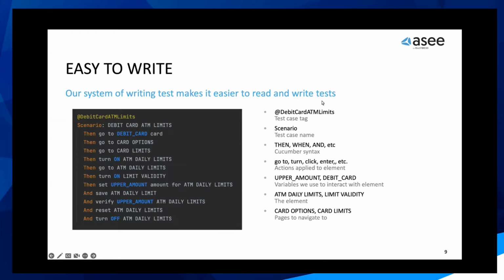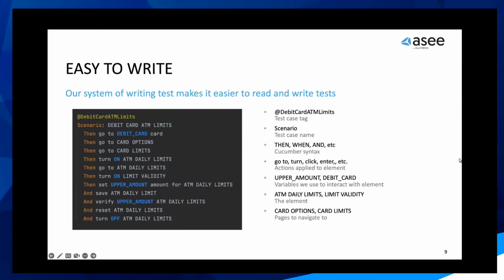The scenario is the test case name, right? So this is how we write our Cucumber tests. It contains, of course, Cucumber syntax: given, when, then, and, etc. Then we use actions. For going to a different page, we use go to. For turning on switches, we use turn. For entering, we use set or type. For selecting or entering, we use type or set, depending on the kind of field. We have verify. We also have click and stuff like that.